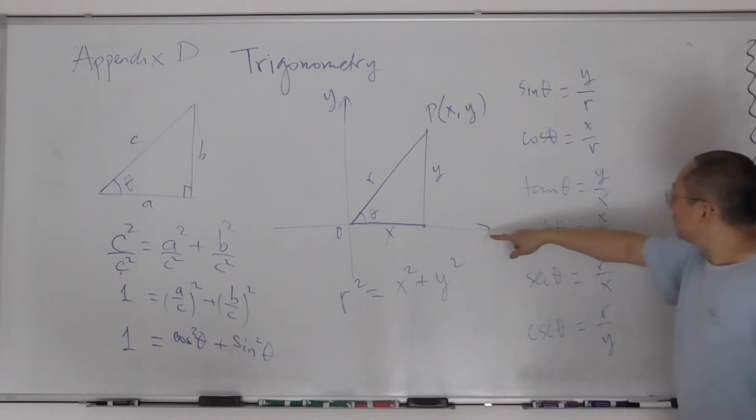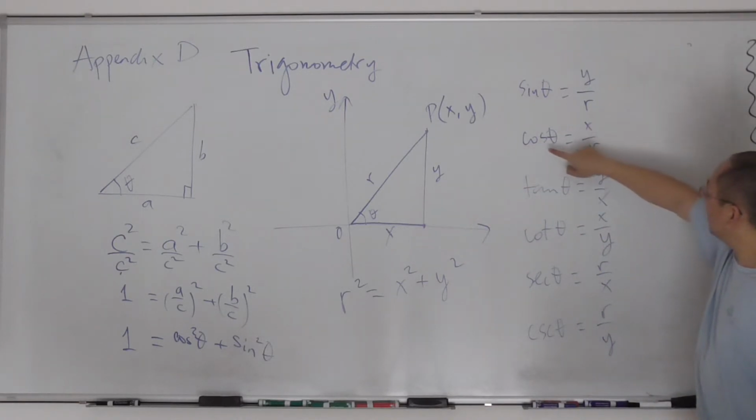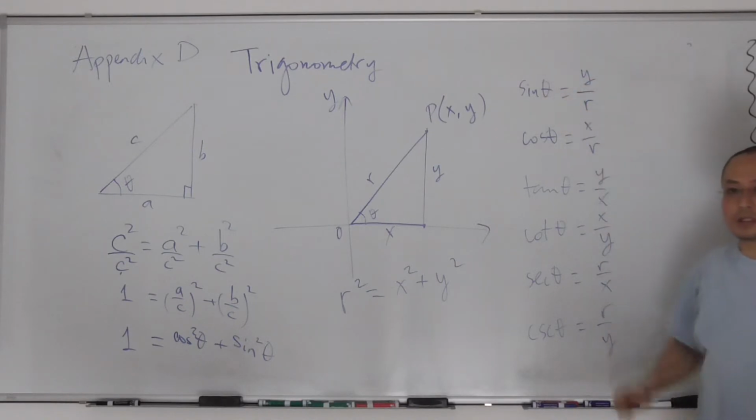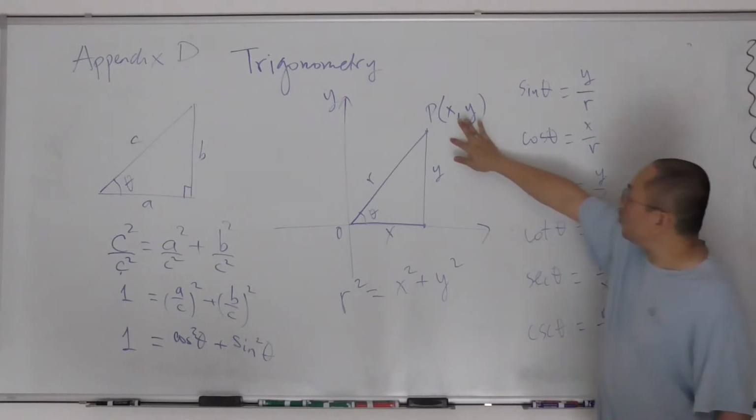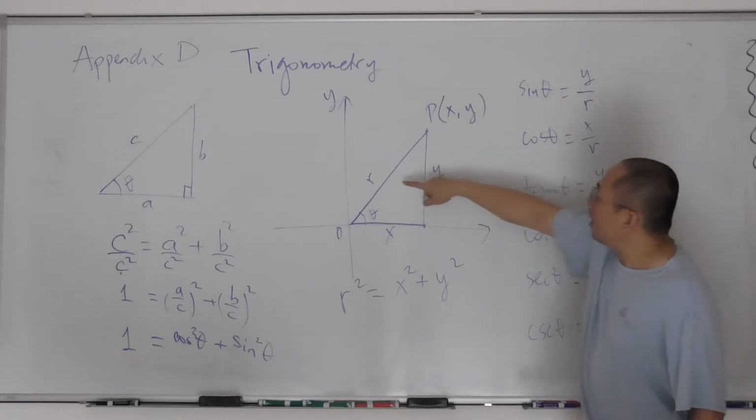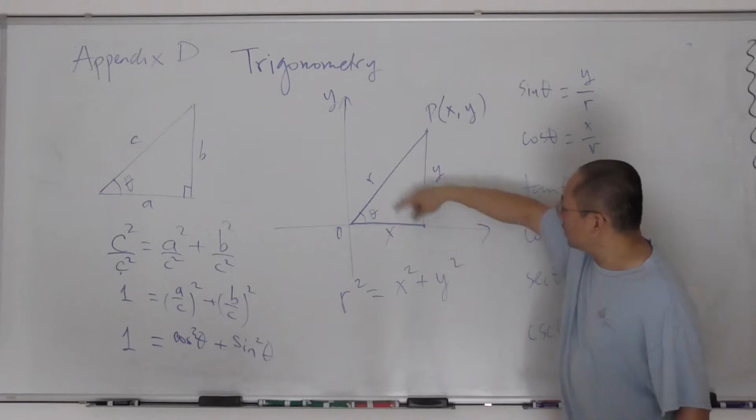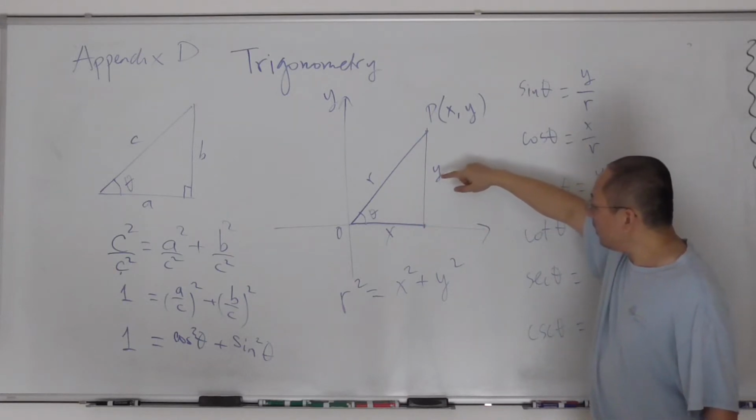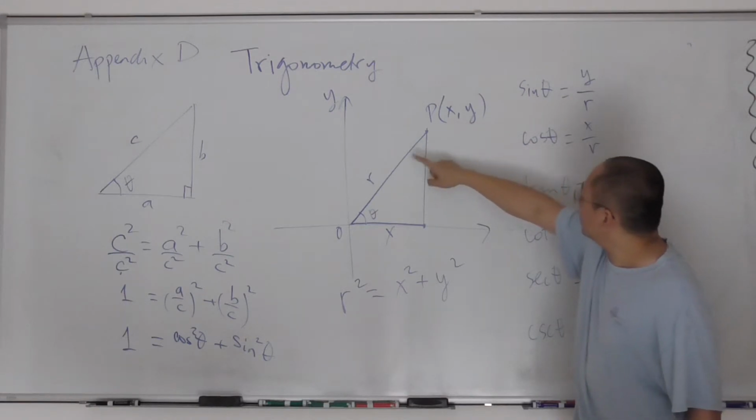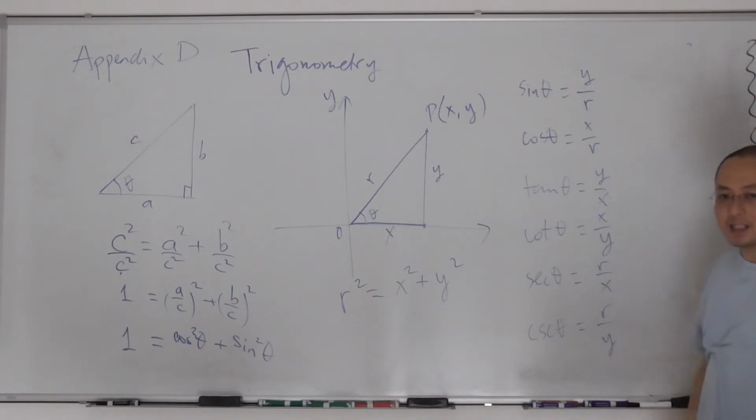The x value goes with cosine. The y coordinate goes with sine. Alright? So in the first quadrant right here, both values of x and y are positive. And r, of course, is the radius, the square root of x squared plus y squared, so it's positive, right? So if P is in the first quadrant, both sine and cosine will be positive because both x and y are positive.